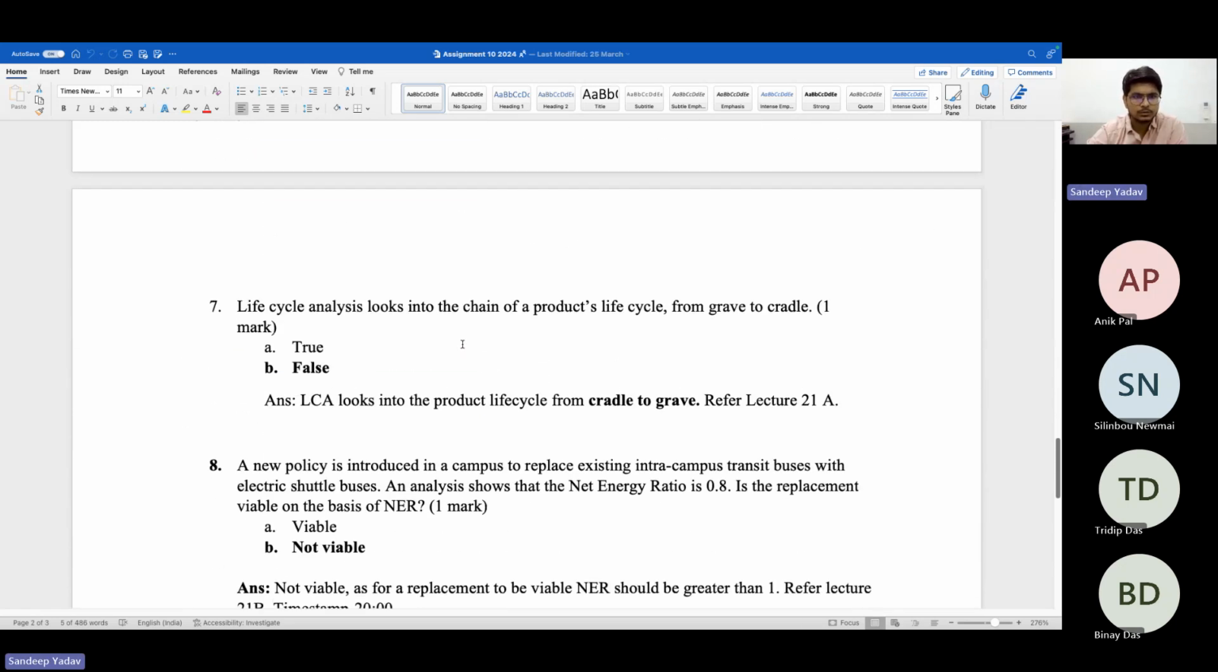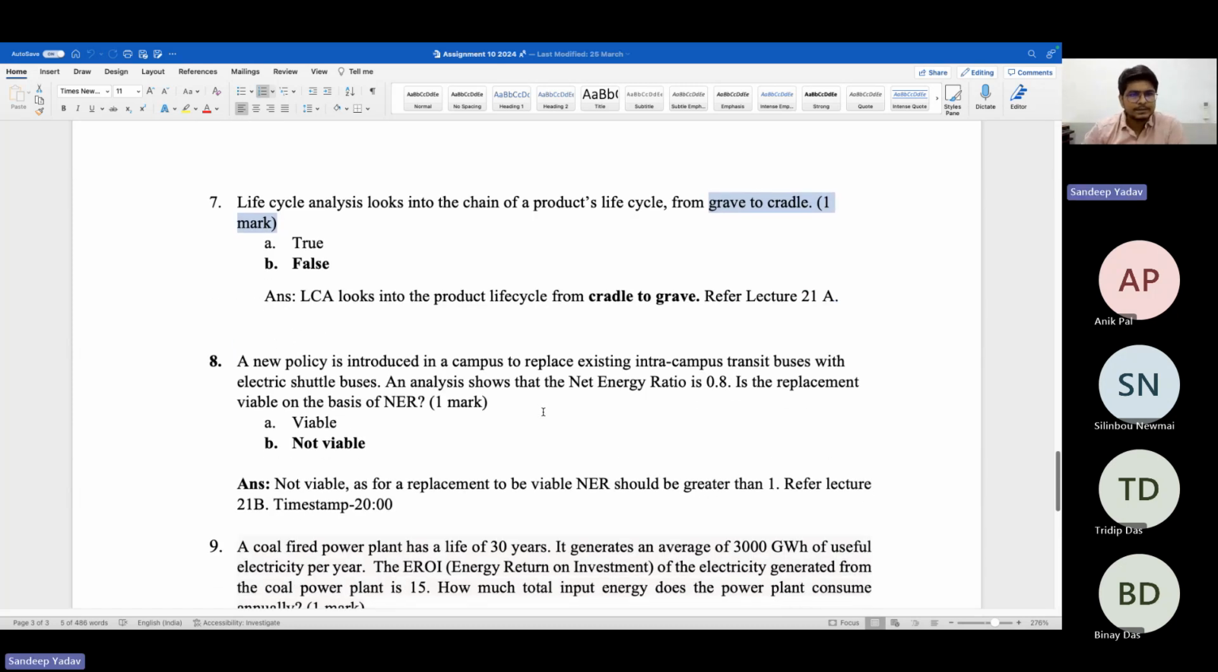Moving to question number 7. It says life cycle analysis looks into the chain of a product's life cycle from grave to cradle. Is it true or false? So it's basically a false statement. The statement should be that LCA looks into a product's life cycle from cradle to grave, not from grave to cradle.